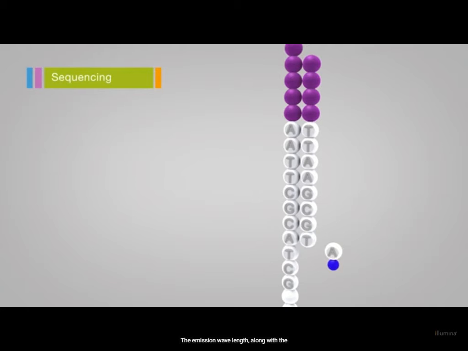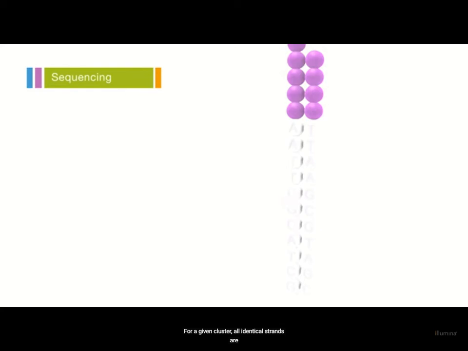Obviously, you need pretty high resolution of the image you're capturing of the incorporation. All identical strands are read simultaneously.